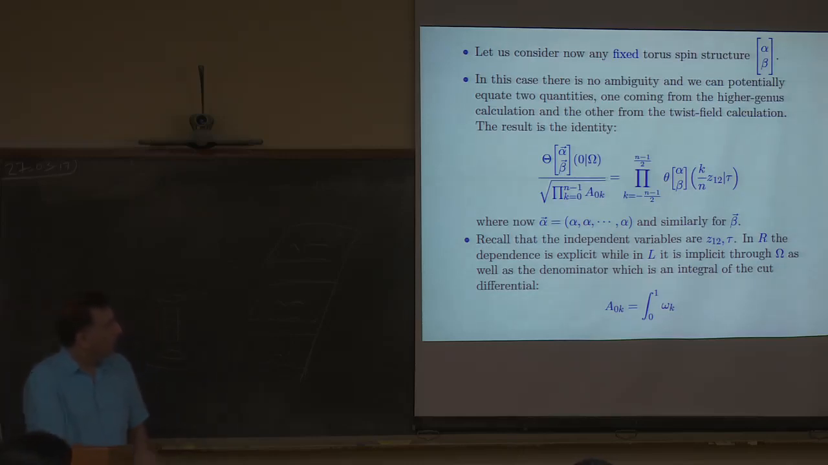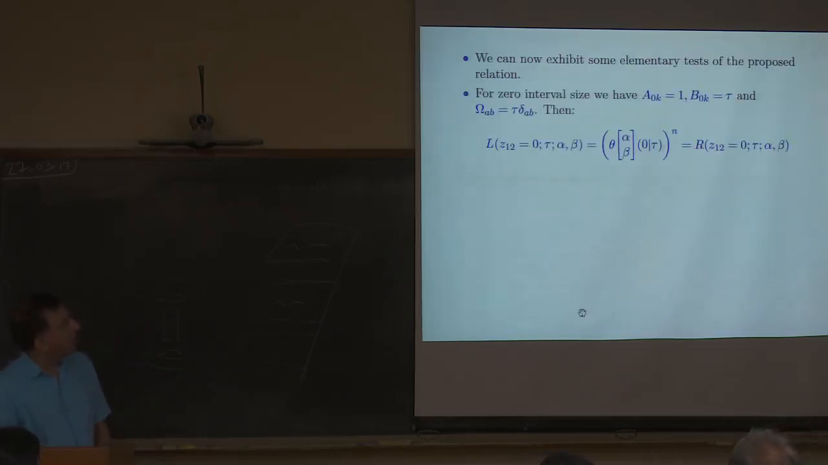Okay, so I think it's clear. Both depend on z1, z2 and tau. Here it's explicit. Here it's through omega and through A, through that period matrix omega, and that's it. Okay, so true or false. So now let's look at some checks.